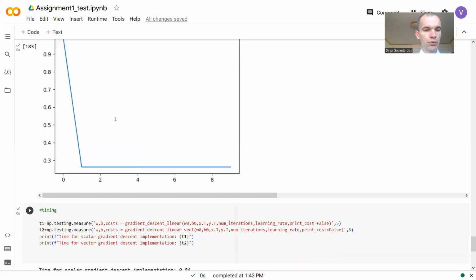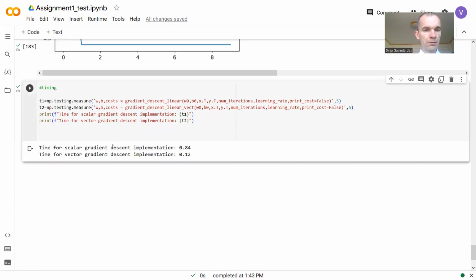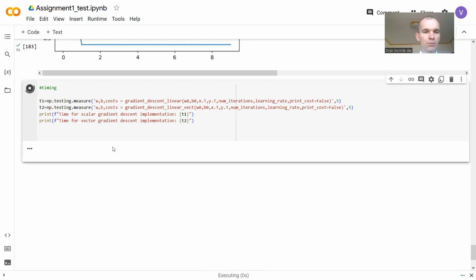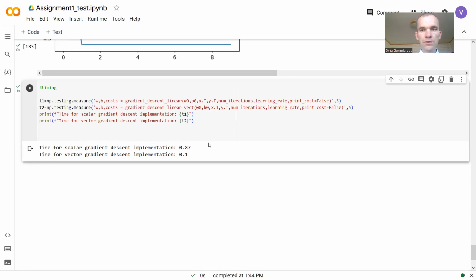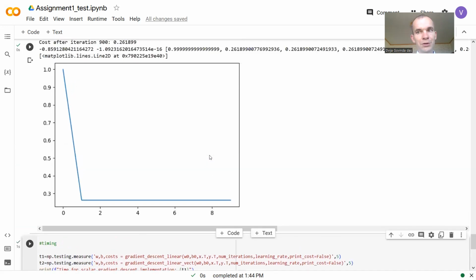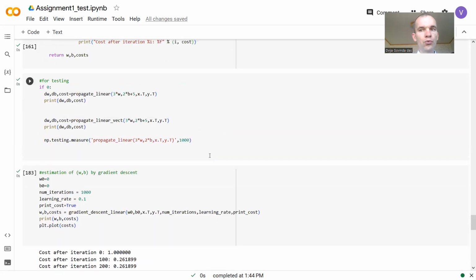And I will also show, for example, the comparison of time. If the scalar gradient descent implementation took 0.9 seconds for five runs of this algorithm, then the vectorized gradient descent implementation took 9 times less. So we also must take it into account when writing our programs to implement the gradient descent method.